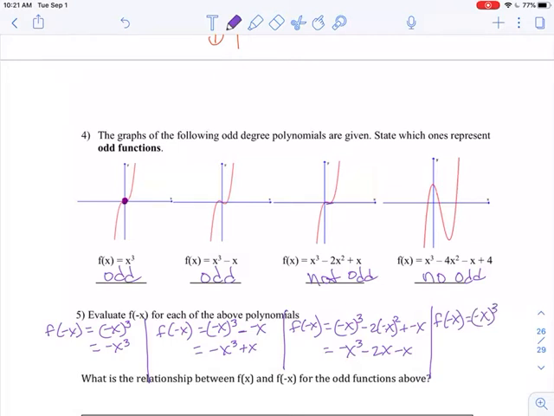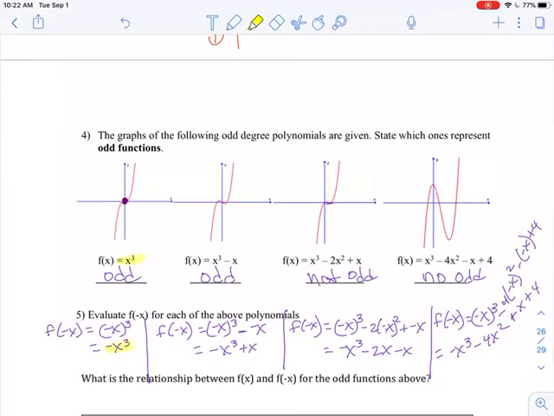And then I have my last one. I'm going to run out of room. But I have negative x cubed minus, I'll write it up here, 4 times negative x squared minus negative x plus 4. So that gives me negative x cubed. The first one will stay negative, but the next one, that negative x squared, is going to become positive. And then I have minus negative x, which is plus x, and then plus 4.